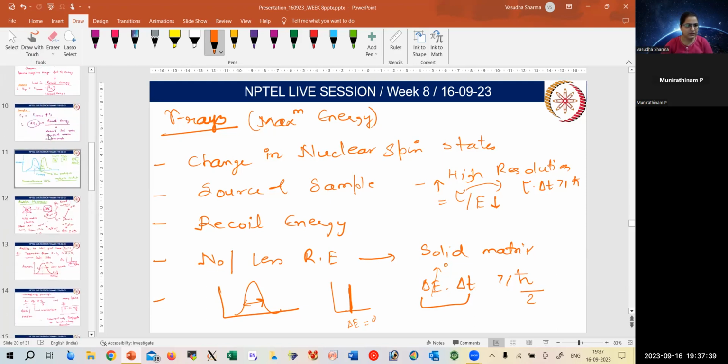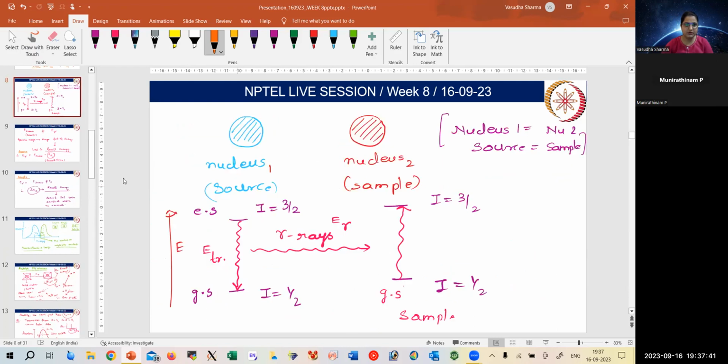At this point, we were talking about a general case when we have a nucleus and a source and a sample. If I have a 10 electron volt unit, that from the excited state to the ground state, it will release 10 electron volt. And I have the same nucleus, which has the same states, 1/2 and 3/2. Now I want the state to get excited from 1/2 to 3/2. So it requires the same amount of energy, the 10 electron volt.